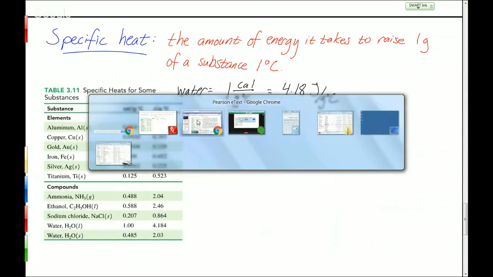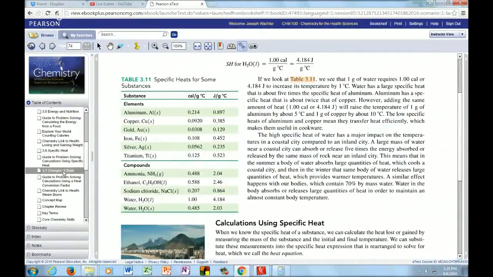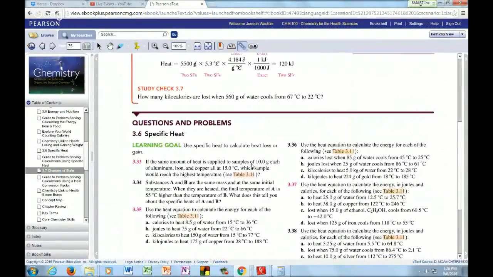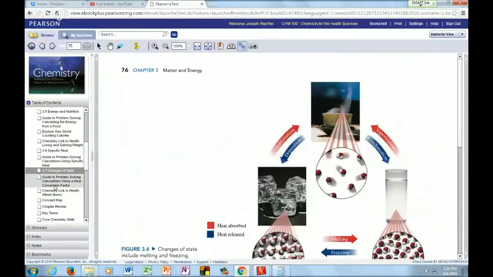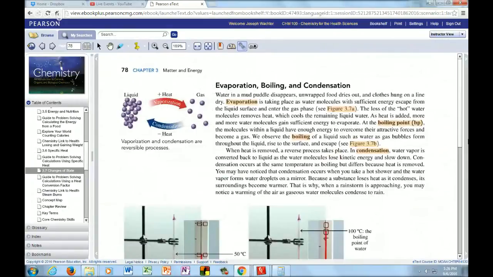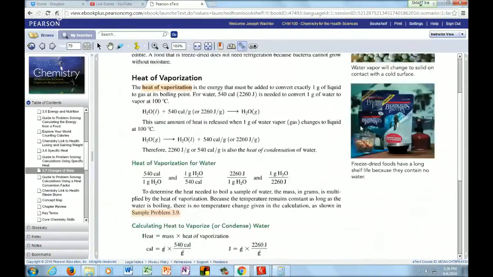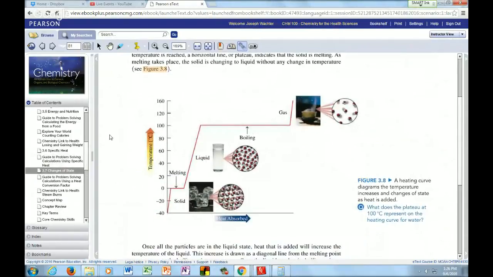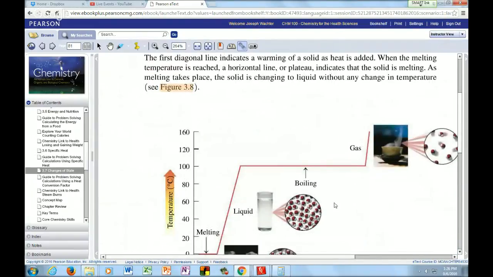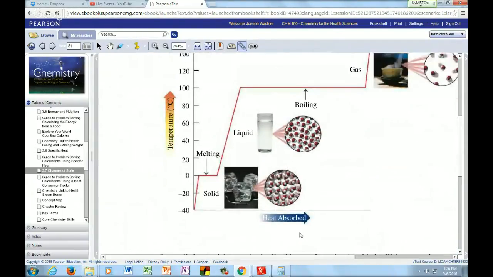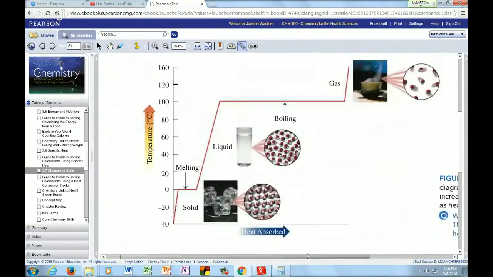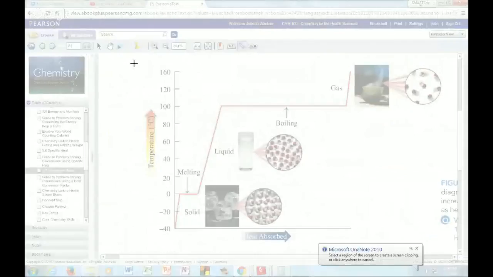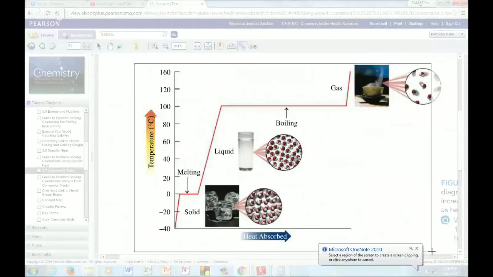One thing we can look at then, thinking of these things together, is what does it look like when we heat water from ice all the way up to boiling? We can look at a graph like this, which is called a heating curve, and answer some questions about it. So let's see.